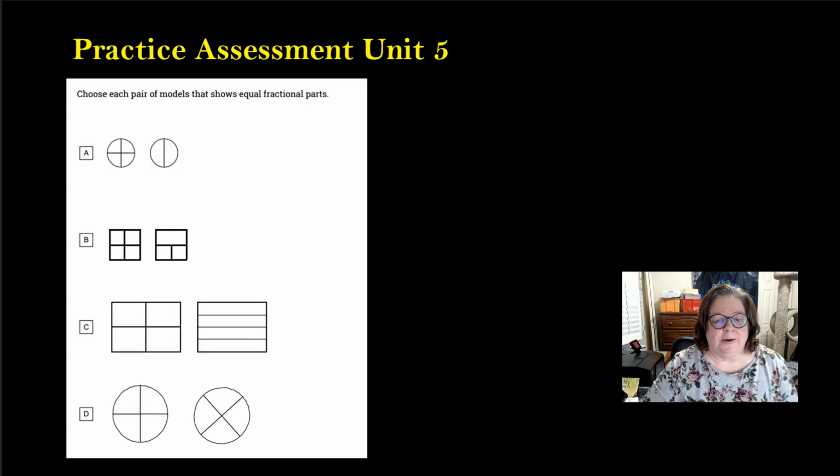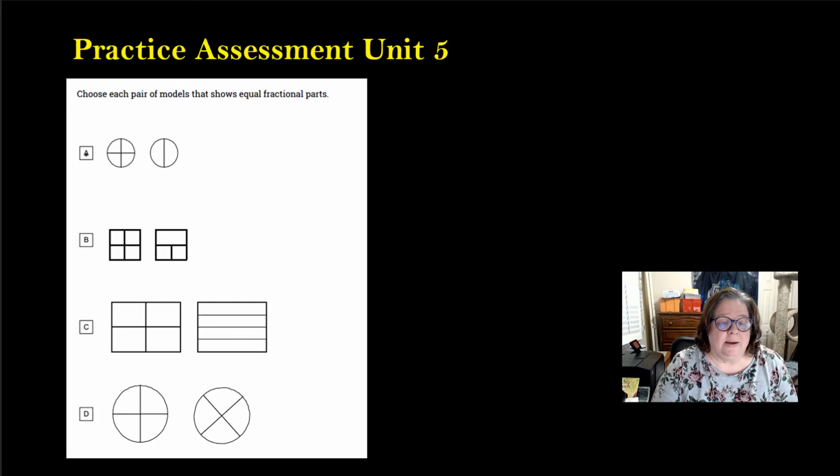Let's look at the next one. Choose each pair of models that shows equal fractional parts. Equal fractional parts. That means the fractional parts on one side must equal the fractional parts on the other side. And because our answers are boxed, we know there's more than one answer, but we don't know how many. So we're going to have to look at each one.